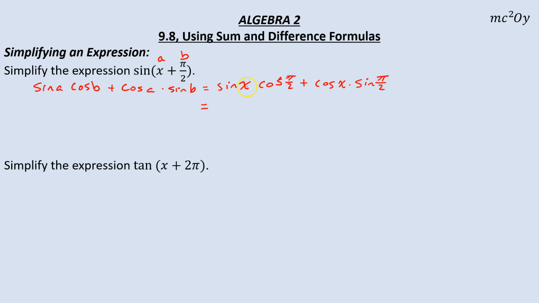Well, note that sine x is obviously just sine x, but cosine of pi over 2, if you think of the unit circle, pi over 2 is right here. The coordinate is 0, 1. This is cosine, and this is sine. Okay, so cosine of pi over 2 is 0, and sine of pi over 2 is 1. So sine x times 0 is 0, so that's gone, and that's cos x. So sine of x plus pi over 2 is equal to cos x.